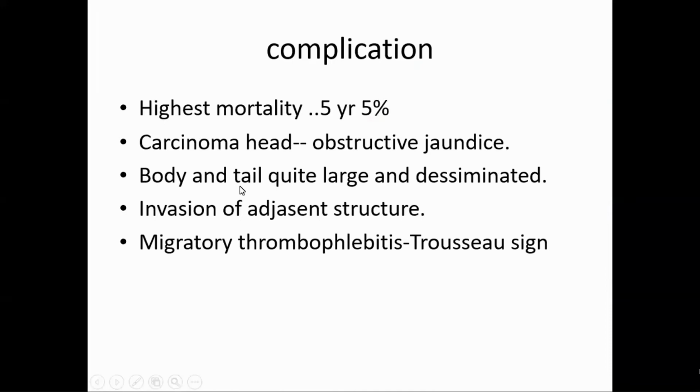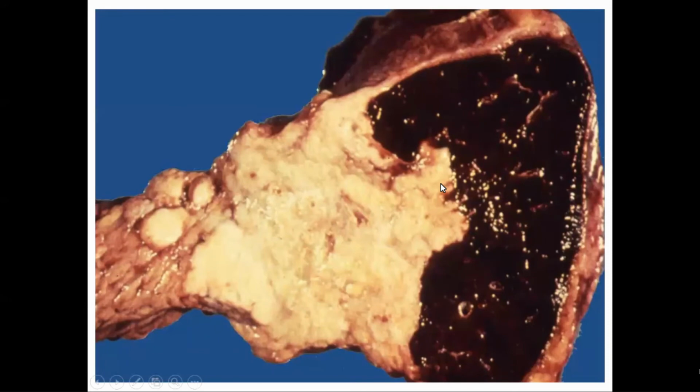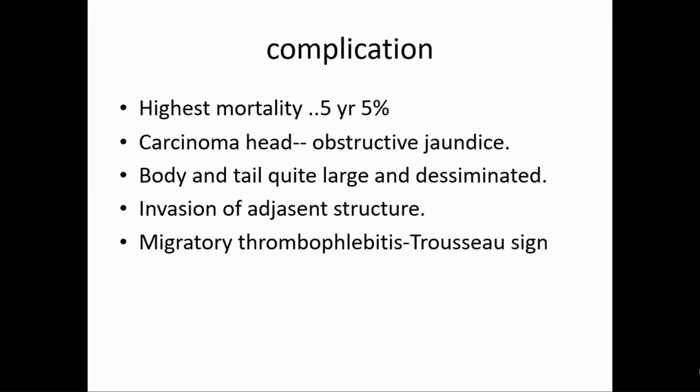The second complication is that body and tail tumors are quite large, and they get disseminated to different parts of the body, as well as in the peritoneal cavity, in the ovary, or they may go to the left supraclavicular lymph node, what is called Virchow lymph node. Stomach carcinoma produces that. Even pancreatic carcinoma can lead to formation of this Virchow gland enlargement. Then invasion of adjacent structures.